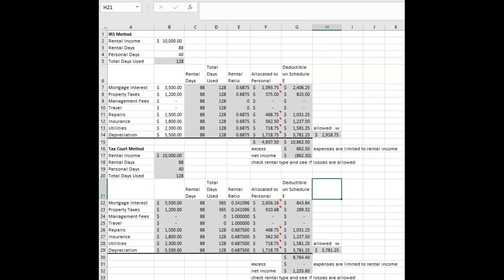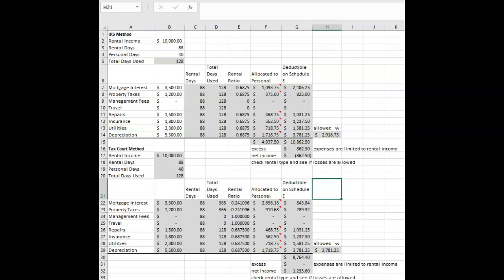I created this calculator to determine the deductible expenses on Schedule E for rental property. I am not a tax expert, I'm just a student, but I wanted to share this with you because I know that some of these calculations can be quite time consuming, especially if you have to do several of them. So I created this calculator which you could recreate, and I'll show you how it works.